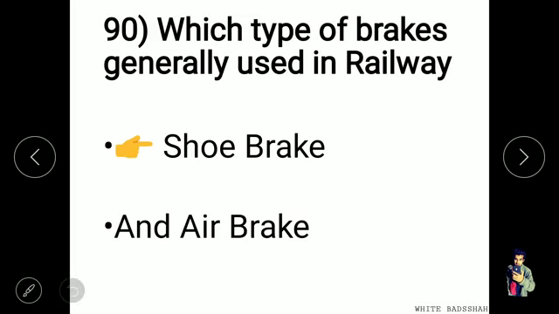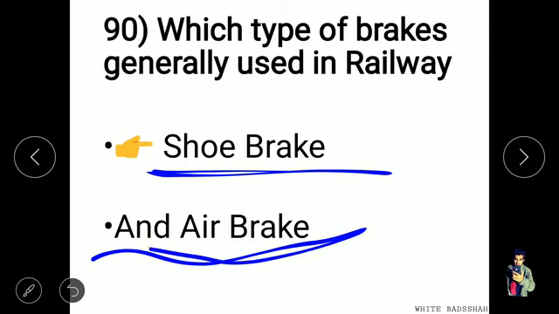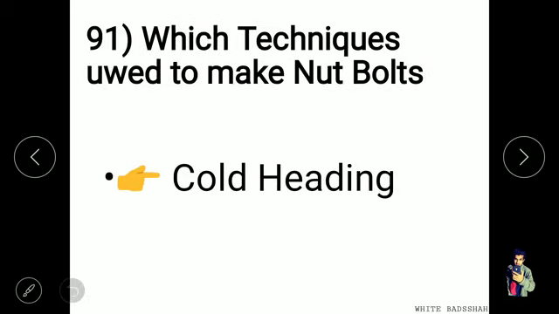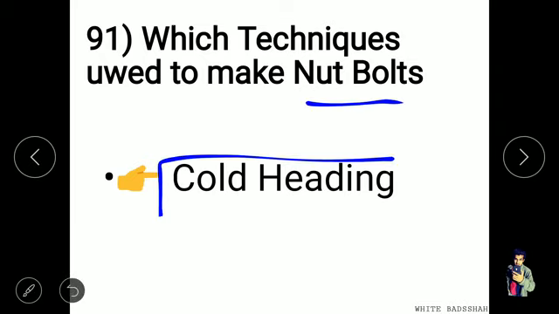Now, which type of brakes is generally used in railways? Shoe brakes are generally used in railways, and air brakes are also used in railways. Which technique is used to make nuts and bolts? Cold heading is the technique used to make nuts and bolts.